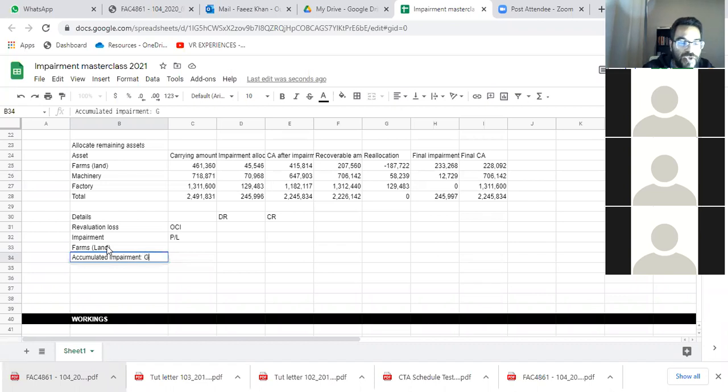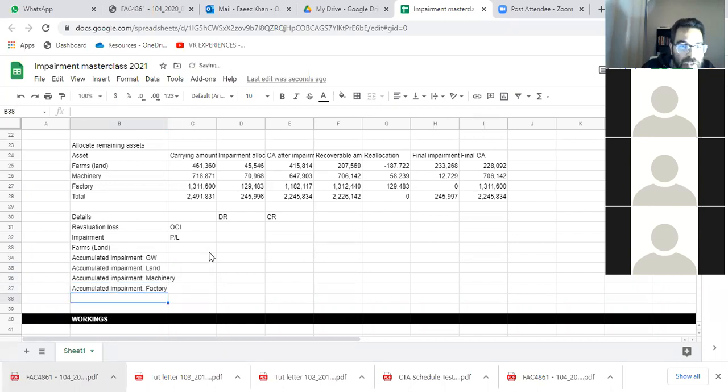And the first one was goodwill. Then you will have accumulated impairment. Then there's going to be 4 more assets. So the other one is going to be land. Then it's machine. And then, what is the other one? Factory.